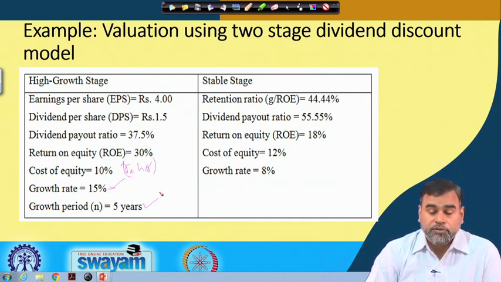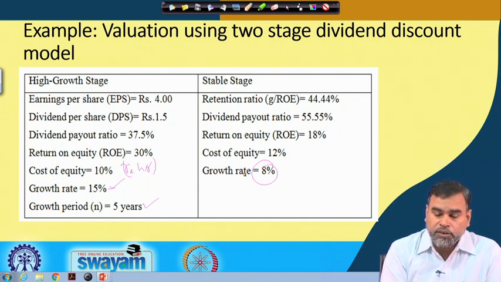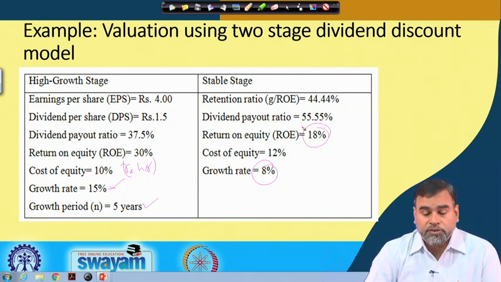Then after 5 years, your payout ratio becomes 44.44%, because after that the growth rate has become 8% and the return on equity for the company is 18%. You already know that your growth is nothing but the retention ratio multiplied by the return on equity.